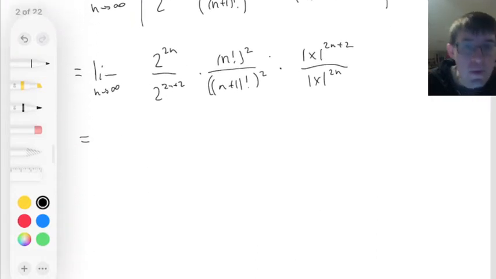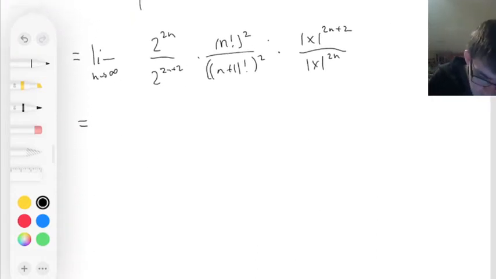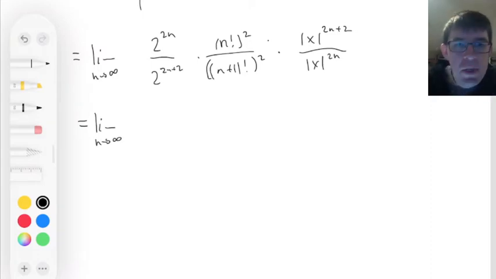What's next? Continue simplifying here. Limit as n goes to infinity. Can someone tell me what do we get when we simplify those 2's? 2 to the 2n over 2 to the 2n plus 2. This is similar to some stuff we did last time. Yeah, all those 2's will cancel except 2 to the 2 will remain on the bottom, right? The bottom has 2 extra factors of 2. So this first part turns into 1 over 2 to the 2. All the other 2's in those products will cancel.